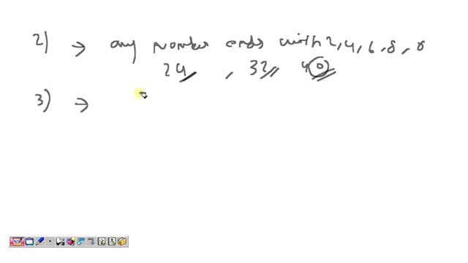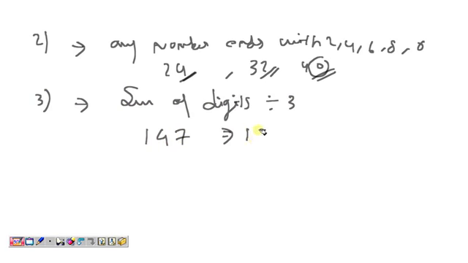For 3, if the sum of digits is divisible by 3, hence the number is divisible by 3. Say for example, take 147. So 1 plus 4 is 5, plus 7 is 12. Hence 12 is divisible by 3, hence the entire number 147 is divisible by 3. This will be helpful when you take larger numbers like this. So add everything: 2 plus 6 is 8, 15, 23. 23 is not divisible by 3. So this number is not divisible by 3.